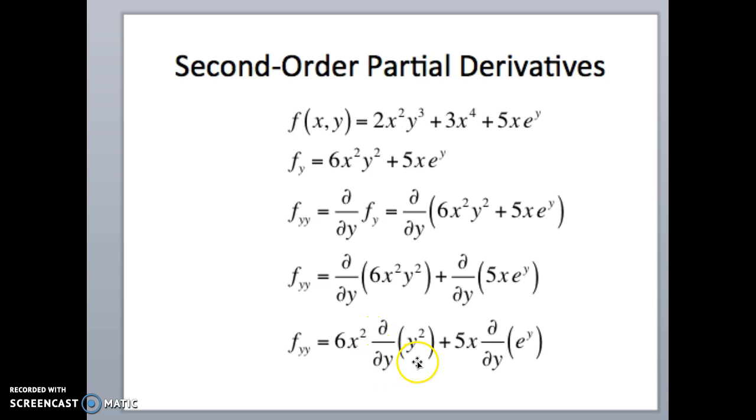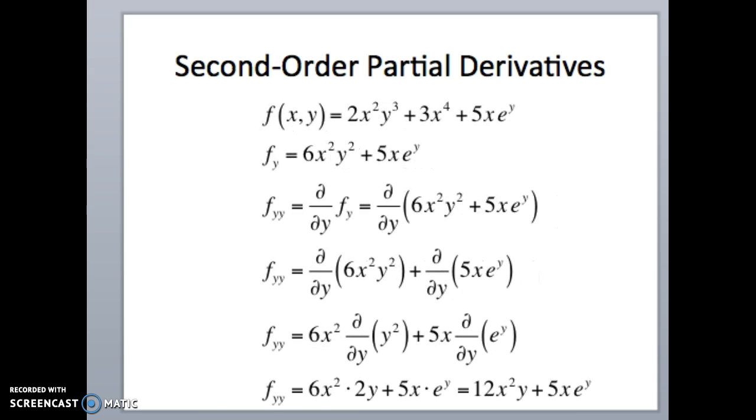So pulling out the 6x squared, pulling out the 5x, now we have f sub yy is 6x squared times the partial with respect to y of y squared plus 5x times the partial with respect to y of e to the y. But when these are just a function of one variable, it is the same as a regular derivative. So the partial with respect to y of y squared is 2y. The partial with respect to y of e to the y is e to the y, since again they're acting as derivatives. So we get 6x squared times 2y plus 5x times e to the y. Simplifying this, 6 times 2, 12x squared y plus 5x times e to the y gives us f sub yy.